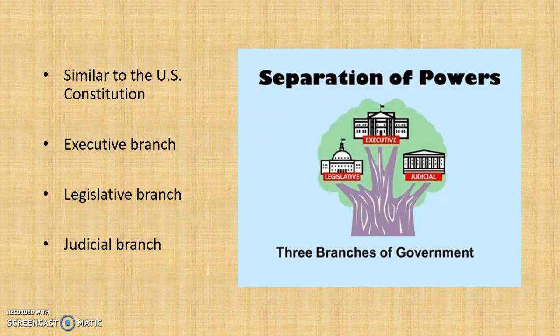The Pakistan Constitution is similar to the U.S. Constitution in the sense that it outlines the 3 branches of government: the executive branch, the legislative branch, and the judicial branch. However, these branches don't function quite as well in Pakistan as they do in the United States, as their government is extremely corrupt.